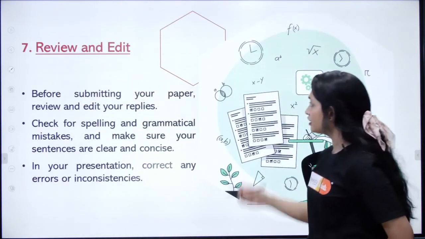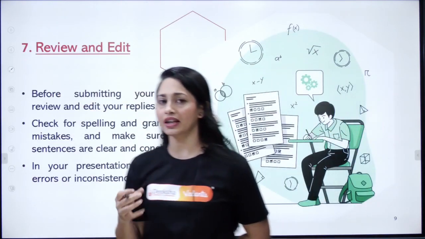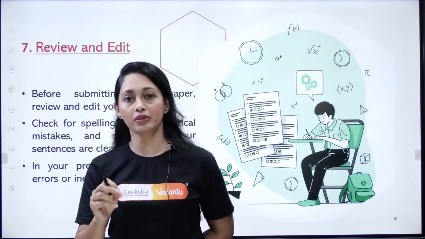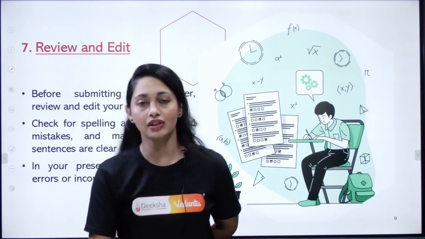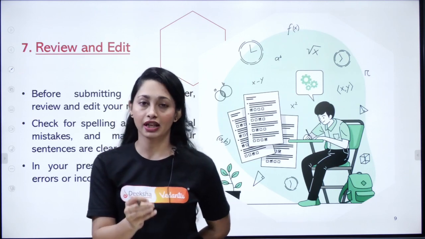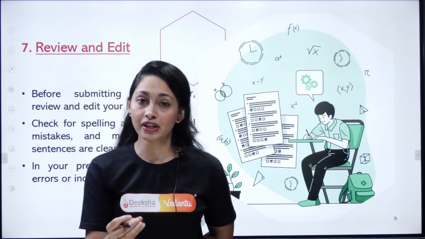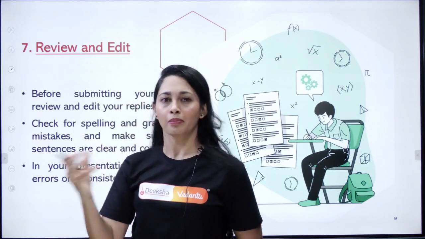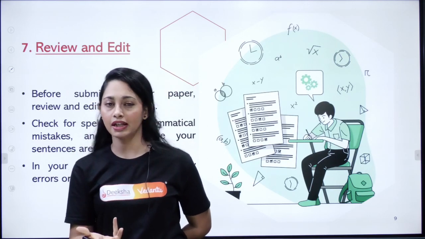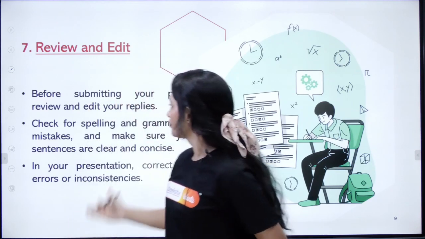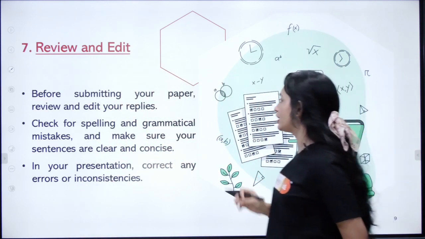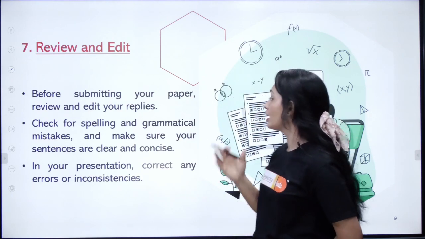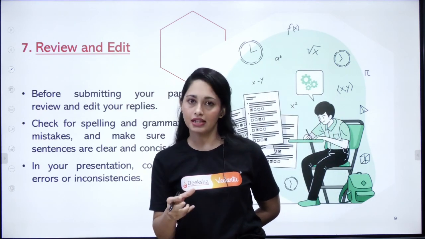Okay, and review and edit. This is very, very important. So always dedicate the last 10 to 15 minutes to review your answers. If you have committed a grammar mistake or spelling mistake, you'll be able to review that and correct it. So why waste marks on a grammar mistake or spelling mistake? Nobody would like that, right? So before submitting your paper, review and edit your replies. Check for spelling and grammatical mistakes and make sure your sentences are clear and concise.